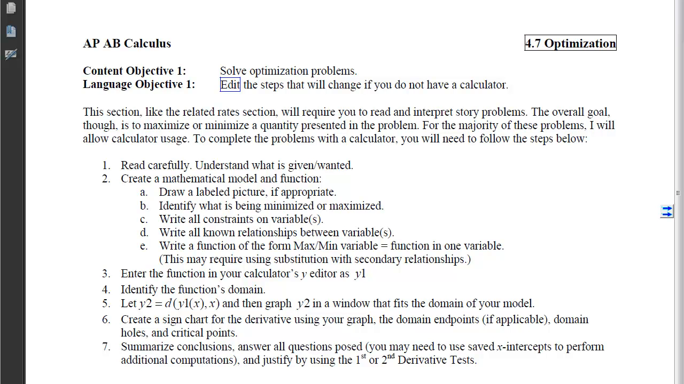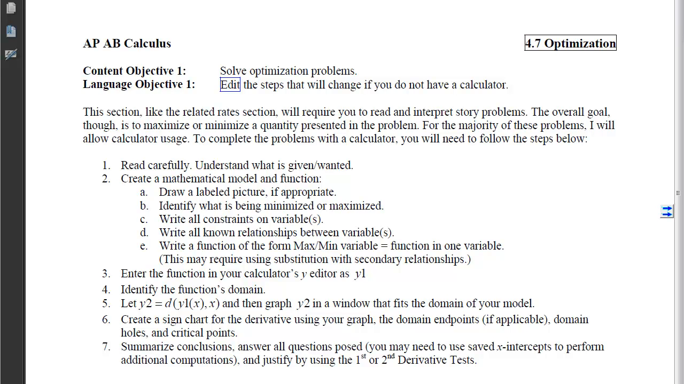This is section 4.7, optimization, and our first and only objective is to solve optimization problems. This section, like the related rate section, will require you to read and interpret story problems. The overall goal is to maximize or minimize a quantity that's presented in the problem. For the majority of these problems, I will allow calculator usage.